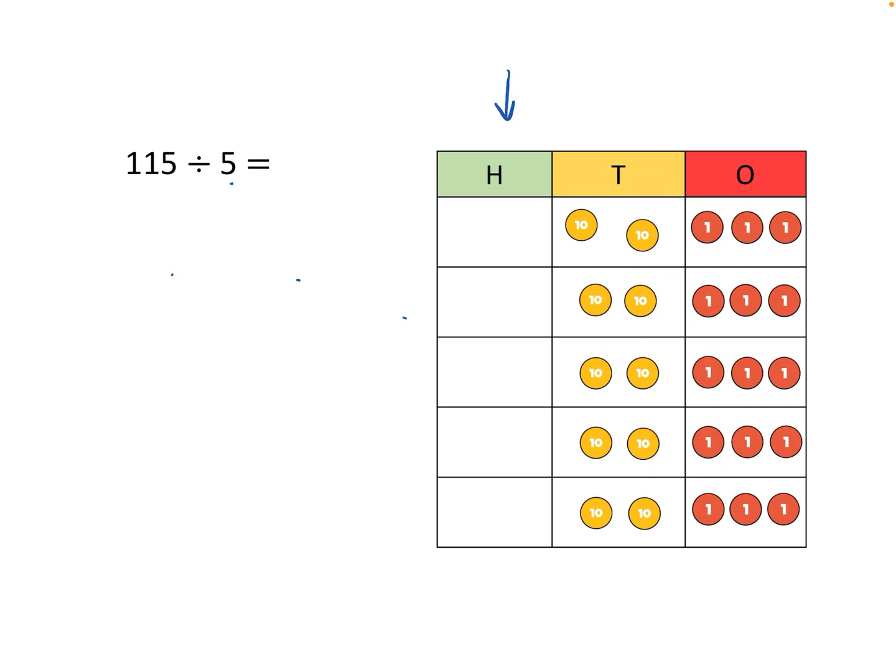So, we split all those equally between our 1s. How much is in each one? We've got 3 1s, 2 10s. 3 1s, 2 10s, in each group. So our answer is 23. Well done if you got that.